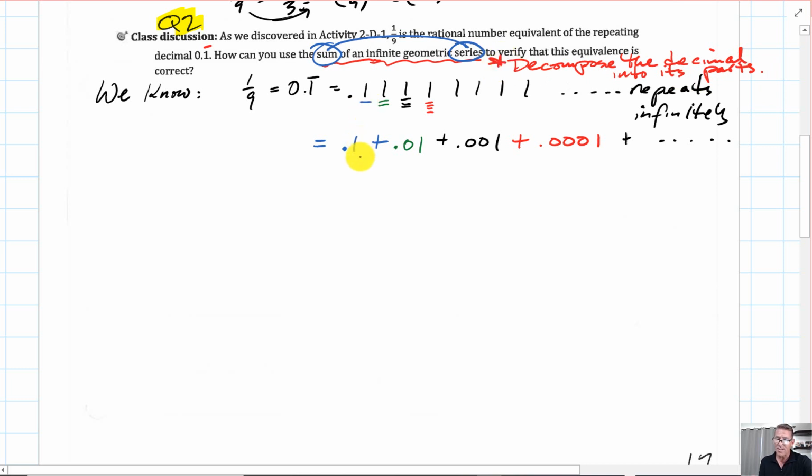The first position is tenths. The second position in green is hundredths. That's 1/100ths. Third position is thousandths, so 1/1000th, so 0.001. Fourth position is 10,000ths, so 0.0001. Okay, so I'm using place value here. Now I want to convert to fraction. So from here to here, convert to fraction.